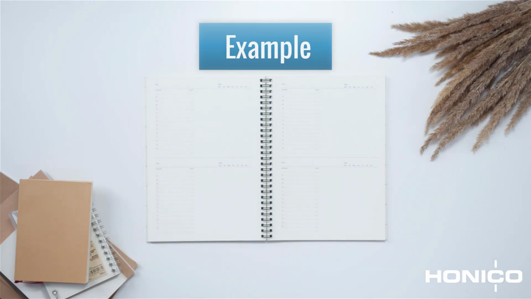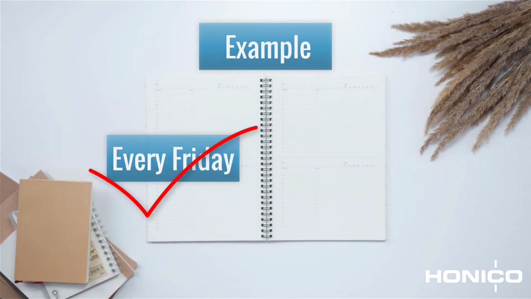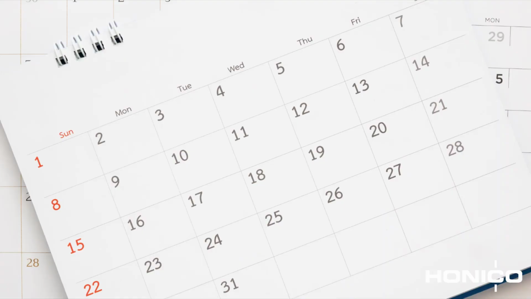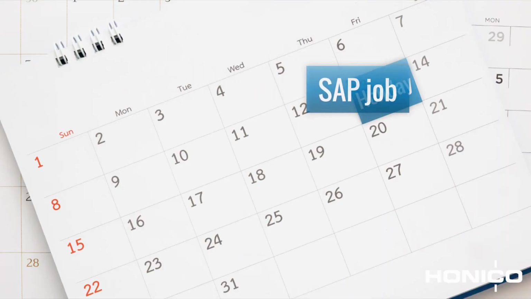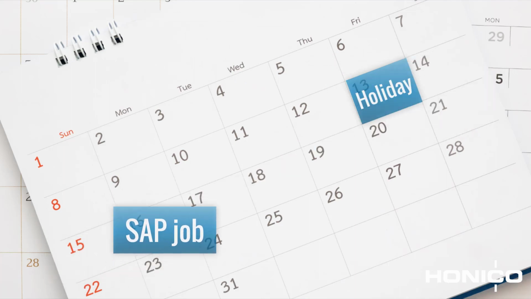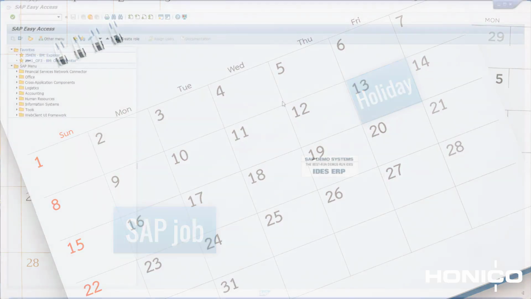Let's take an example. You need to run an SAP job every Friday in the month but exclude all non-working days. Which means, when an SAP job is planned on a Friday which happens to be a holiday, we want it postponed to the next working day. I will go through it with you to set up this calendar.